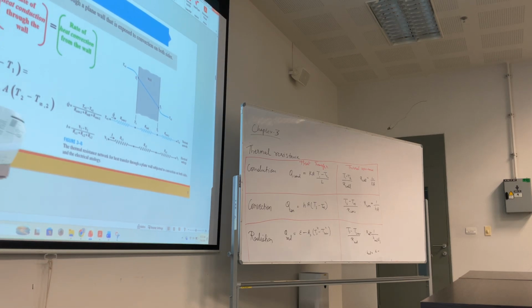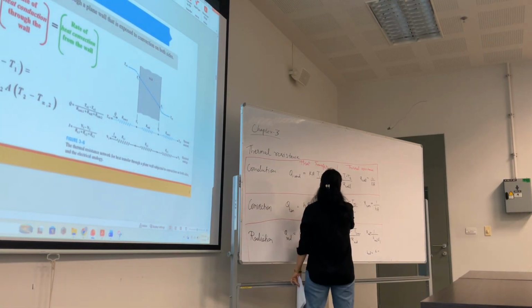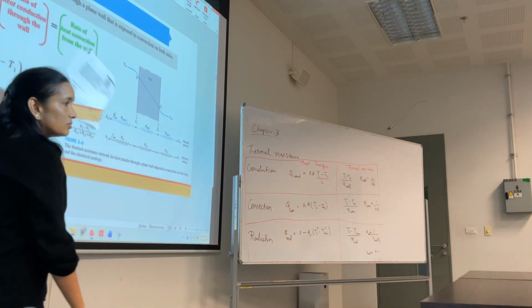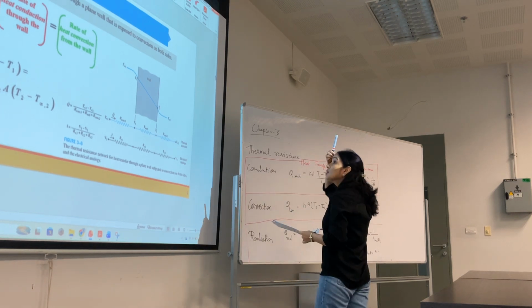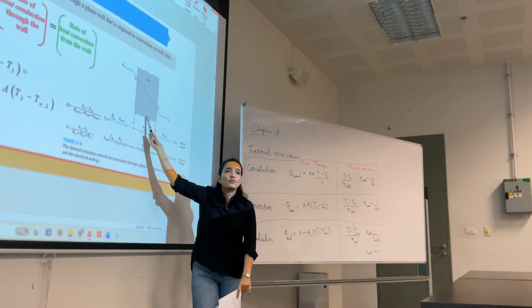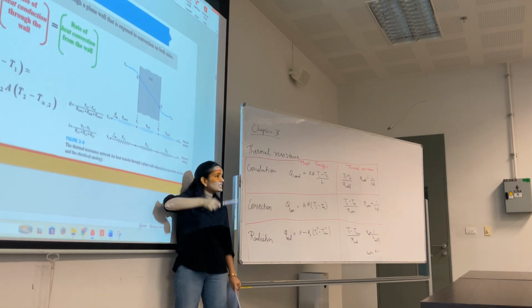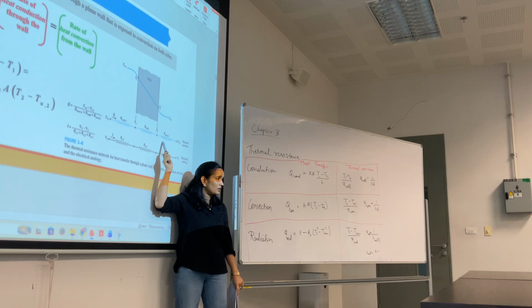So this is a very simple thermal resistance phenomenon that you can apply in cases when you have those given conditions. Let's suppose you have this wall, steady state, and I'm asking you to use thermal resistance to calculate the heat transfer.